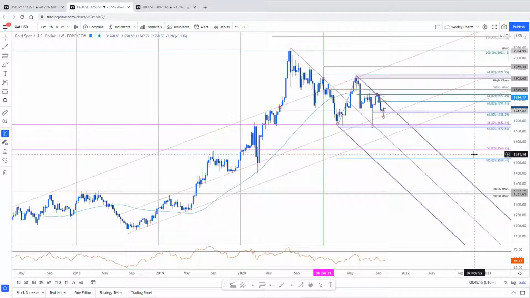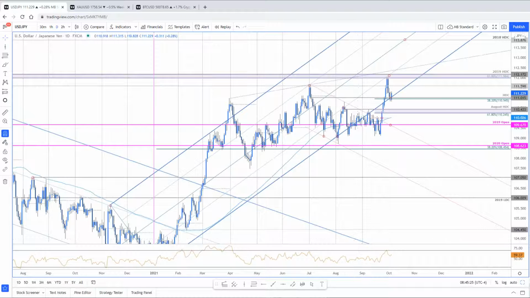Okay, so that's why 1738, 1747 is absolutely paramount. If we close below this level, I'm looking for the yearly low. But until we do, man, we're at support. Here's what gold looks like on the daily charts.